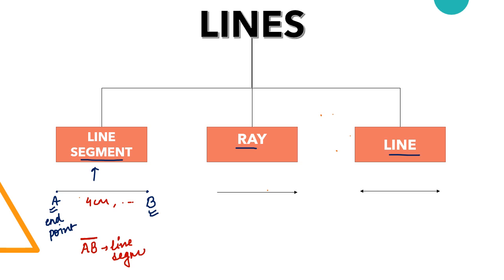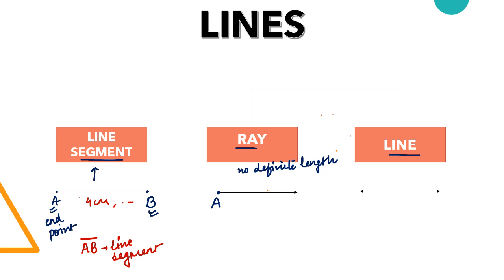Now a ray does not have a definite length like a line segment. A line segment is of definite length. We know the length of the line segment. But in a ray, there is no definite length. It can be extended to any length. It has only one endpoint. This is the starting point. You can see one endpoint is there.